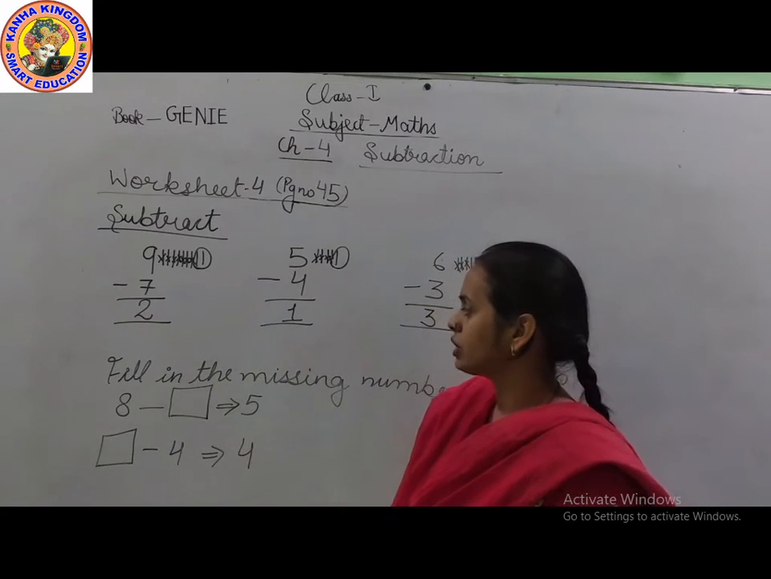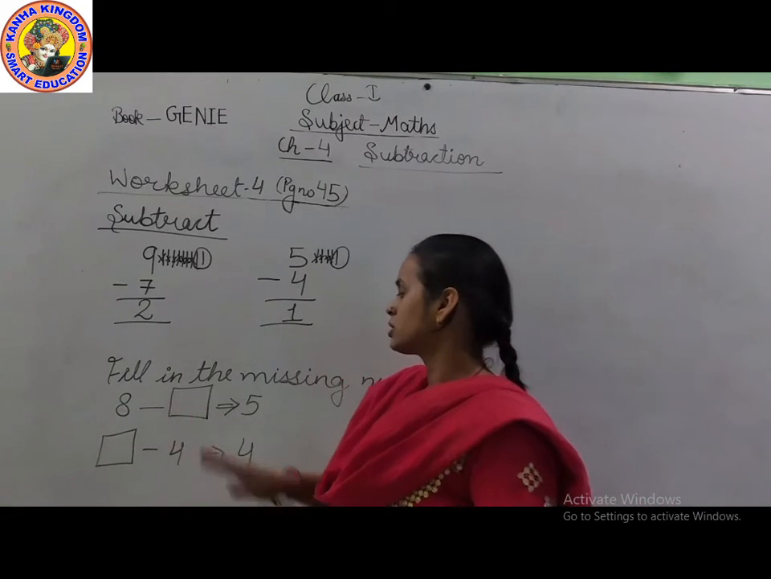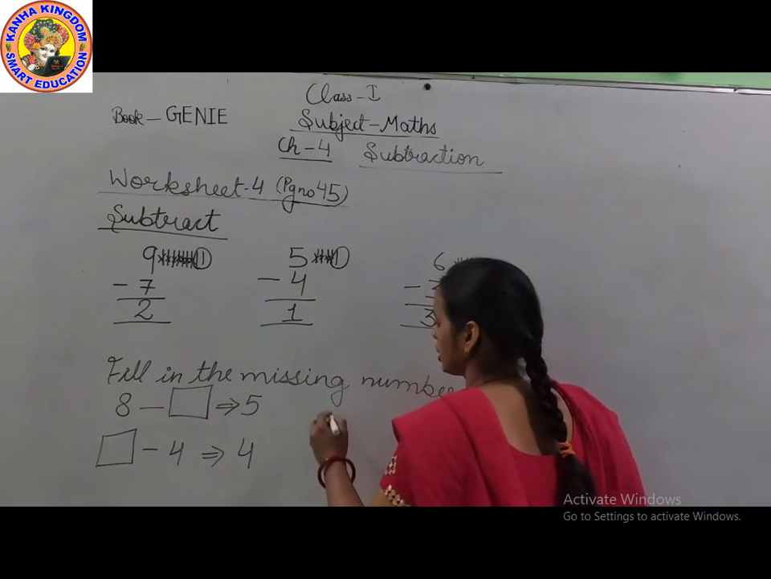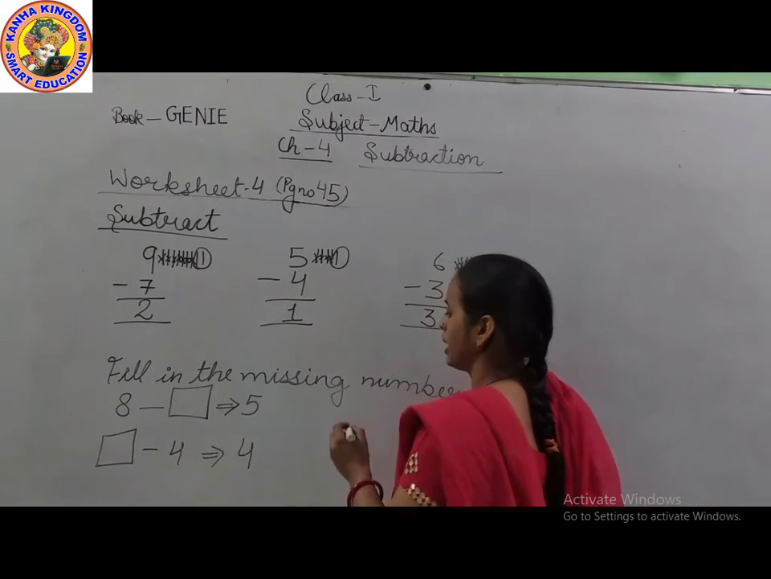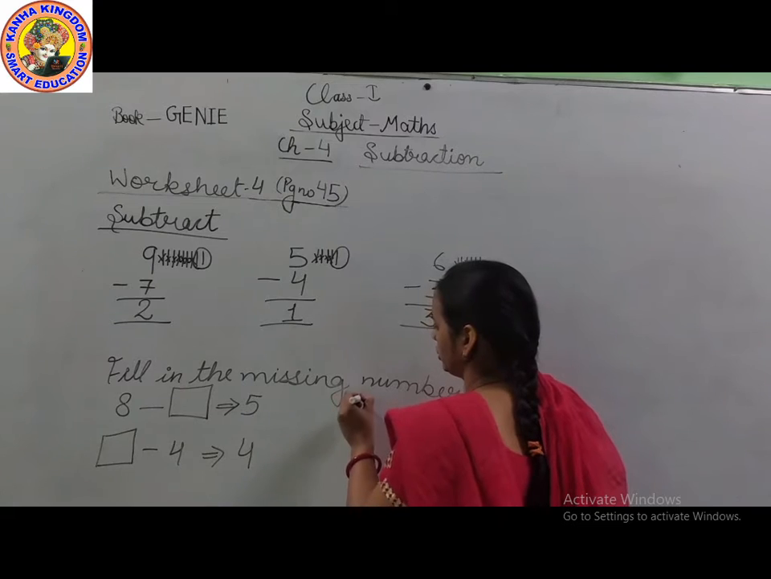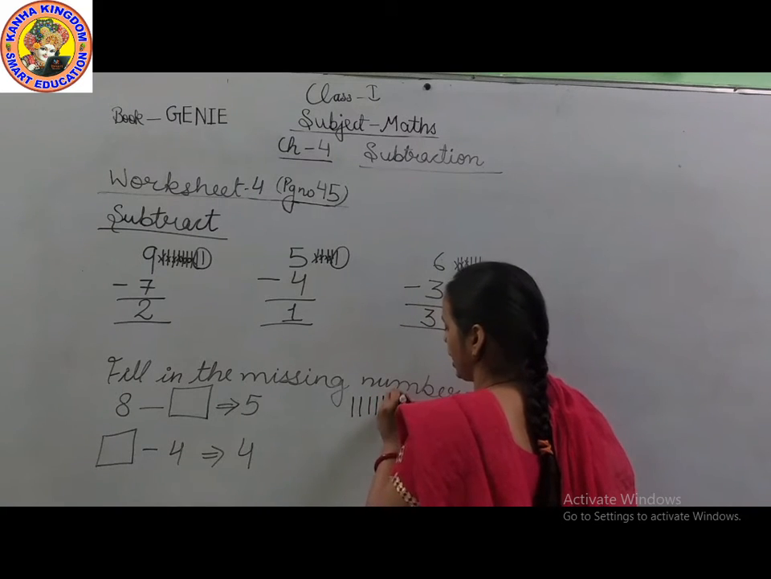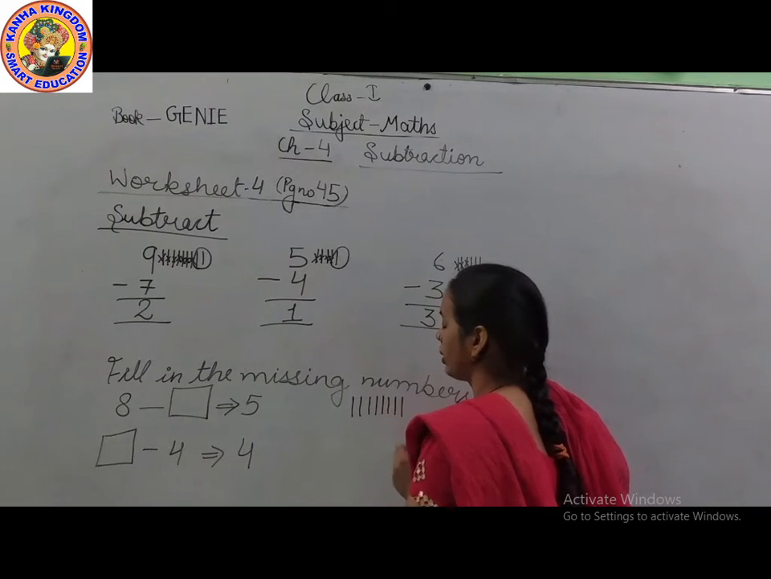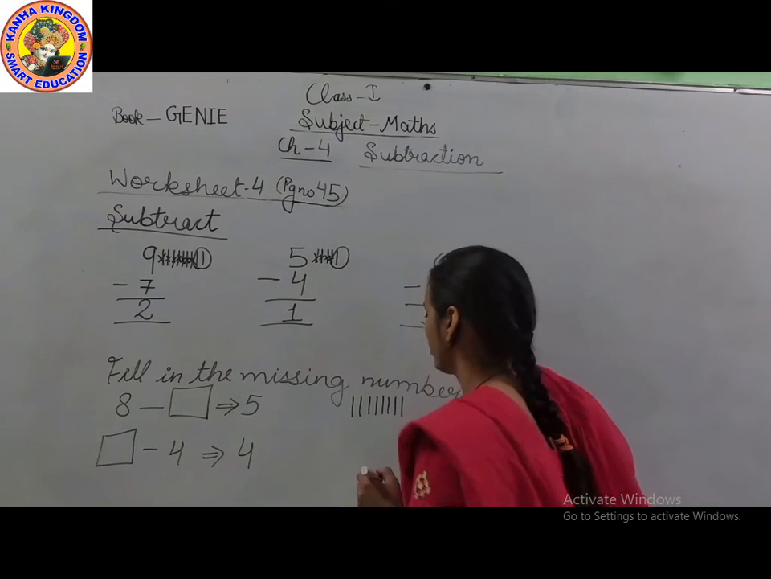Okay. Now next question is fill in the missing numbers. So 8 minus dash equals 5. So first we draw 8 lines or 8 strips. 1, 2, 3, 4, 5, 6, 7, 8. Okay. So how many do we have to cross out to get 5?